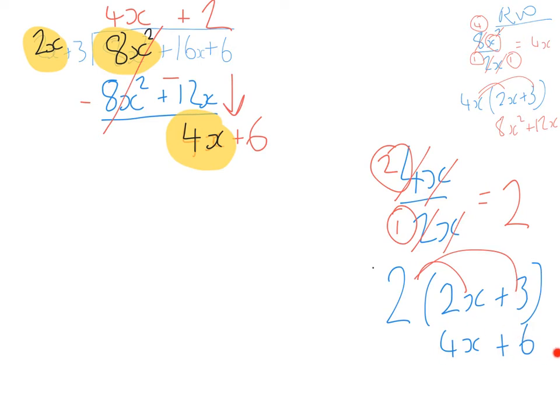So now we write our answer underneath here, just like we did earlier on. So we get 4x plus 6. And again, just like our last step, we change the sign of each term. So this becomes a minus, this becomes a minus. 4x minus x cancels, and 6 minus 6 cancels, leaving you with 0.